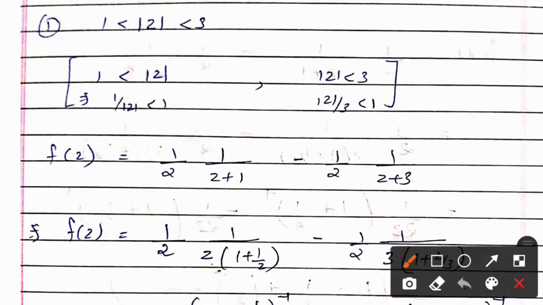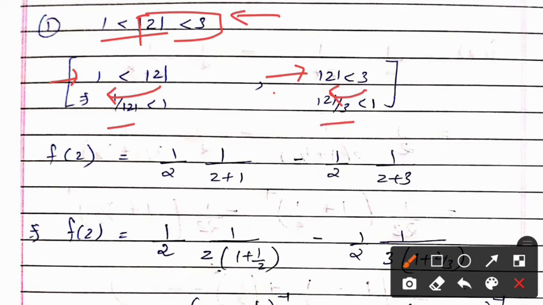Our first region is 1 less than mod z less than 3. I will take this in two parts. First, 1 less than mod z, so now 1 by mod z must be less than 1, taking z to the denominator. Similarly, our next portion is mod z less than 3. I take this 3 to the denominator, so I get mod z by 3 less than 1.